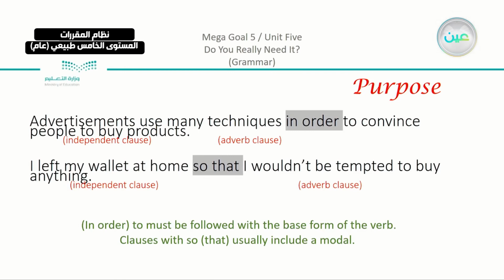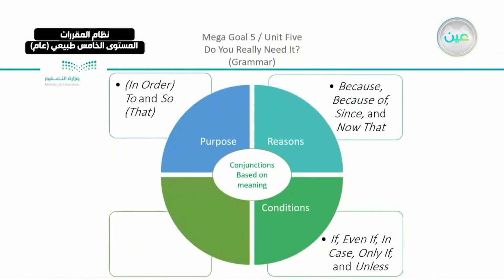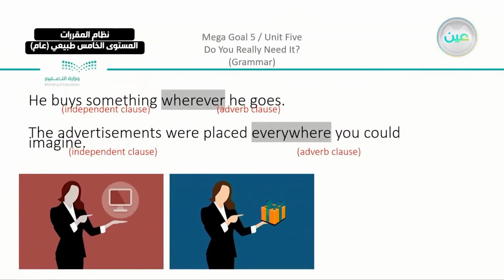Note also that in order to must be followed with the base form of the verb. Clauses with so that usually include a modal. Now you can see that so that I wouldn't be tempted. Modal, wouldn't. And we have here, this is our third part in the graph, leading to our fourth and the last part that we have. He buys something wherever he goes. The advertisements were placed everywhere you could imagine. And this is so clear that I have the information of places where.